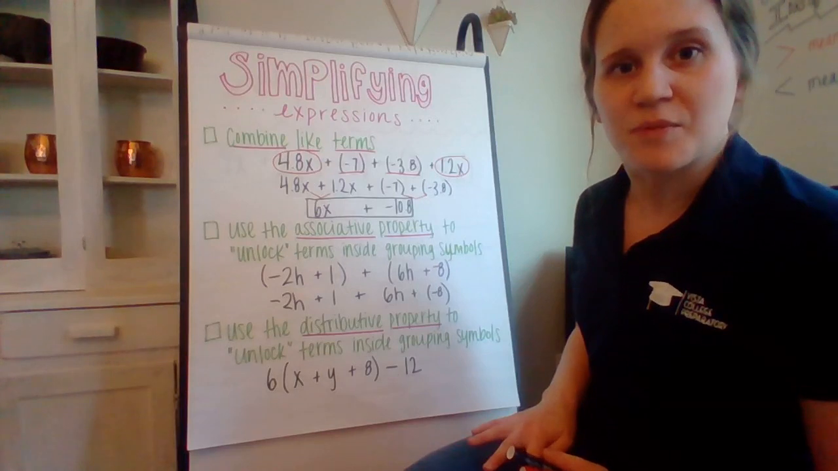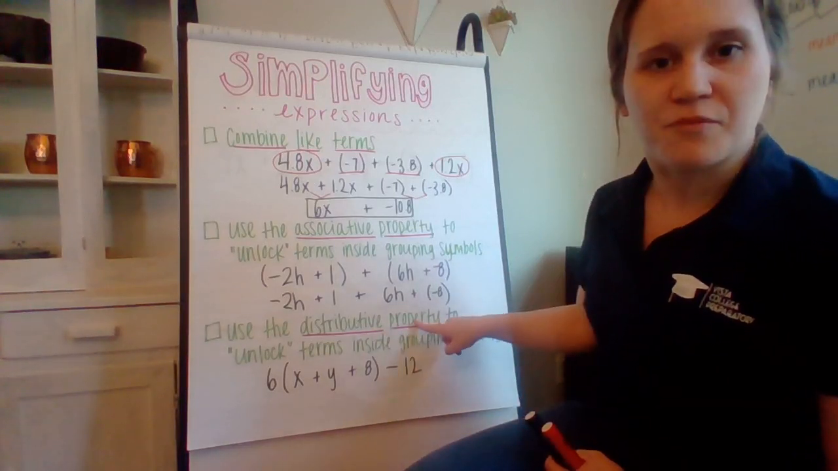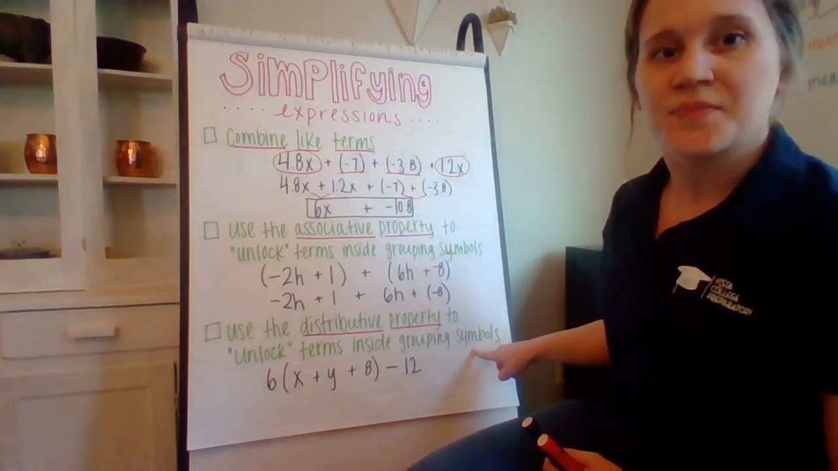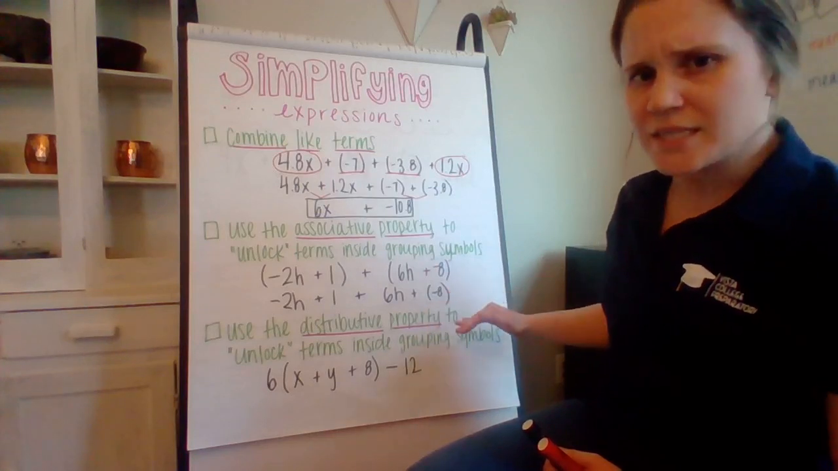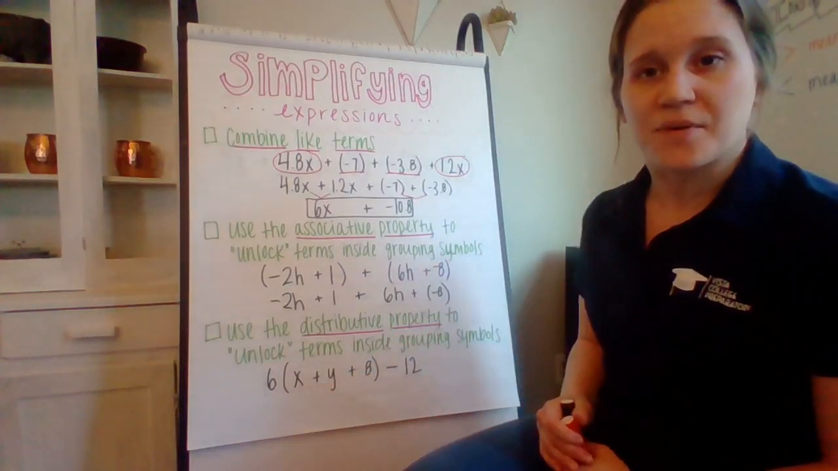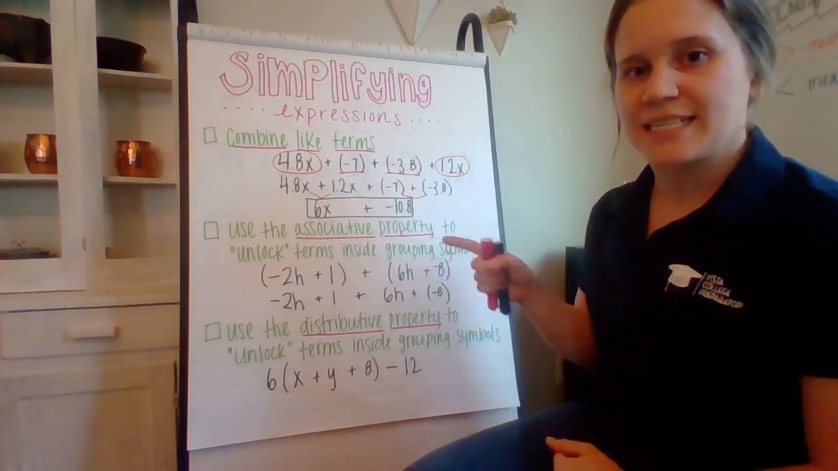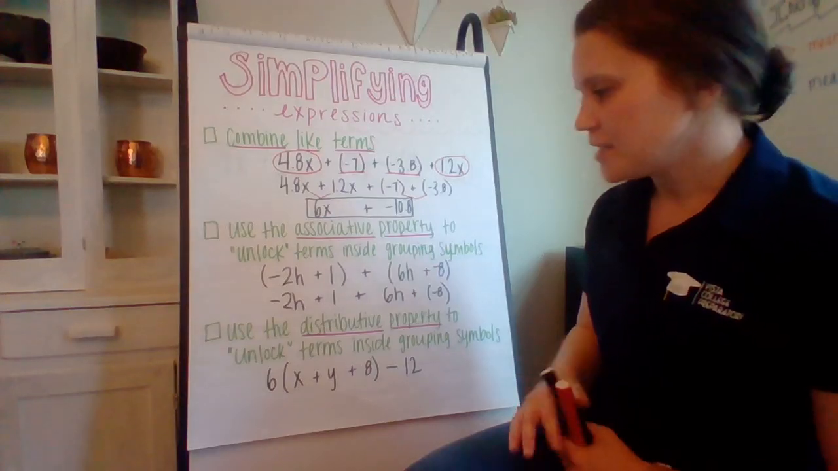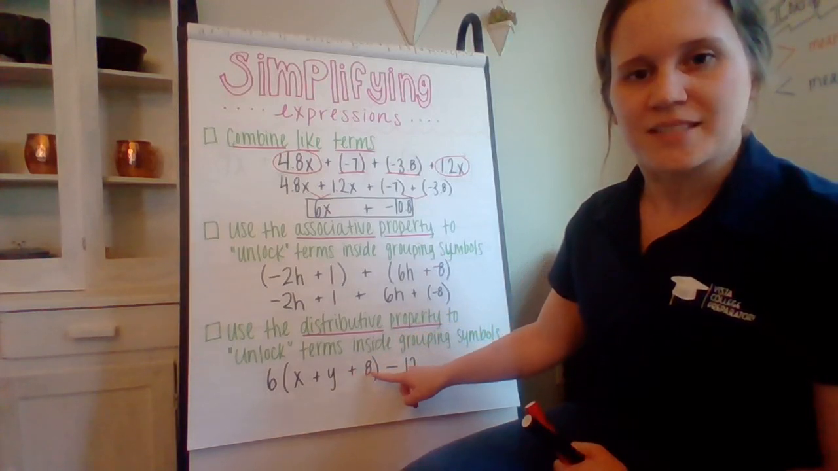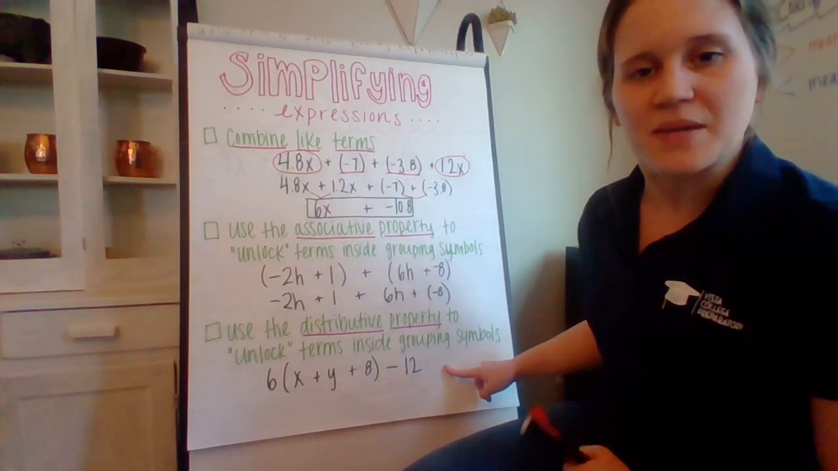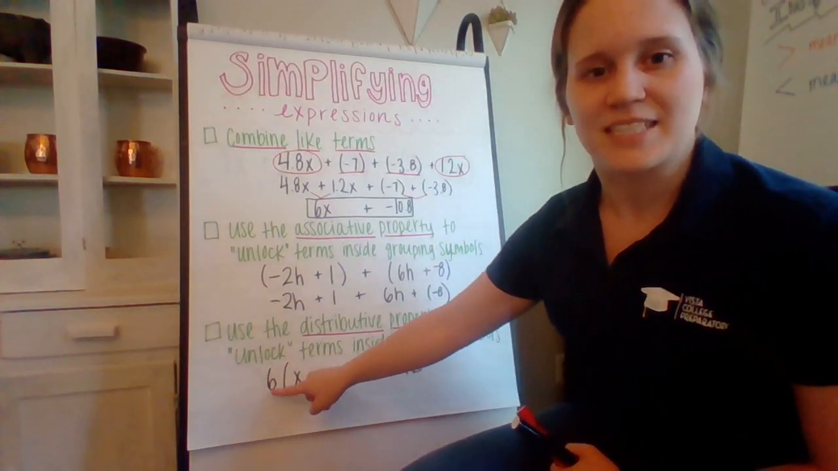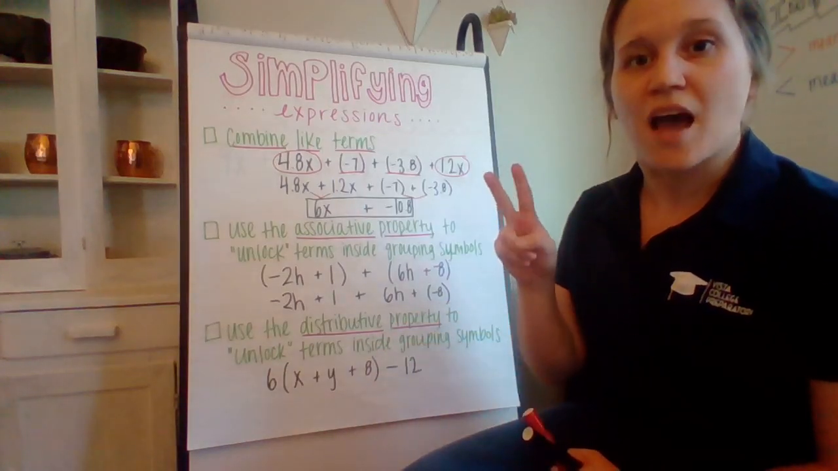The other property we're going to use when we're simplifying expressions today is the distributive property. And again, this property allows me to unlock terms inside of grouping symbols. It's different than the associative property. The distributive property is one that I need to use when I have the number outside of the parentheses that needs to be multiplied to every term inside the parentheses. So we've seen this structure a lot where there's a number outside parentheses and then terms inside the parentheses, and then maybe the expression continues or maybe it doesn't.